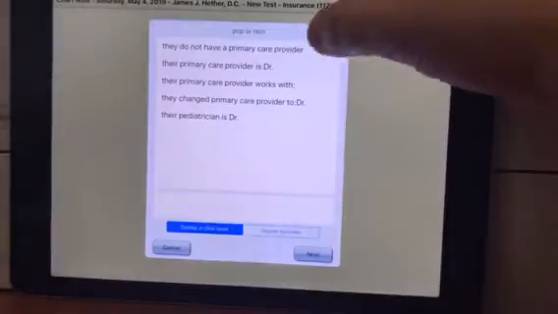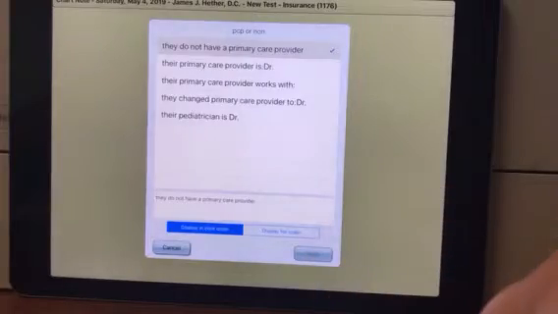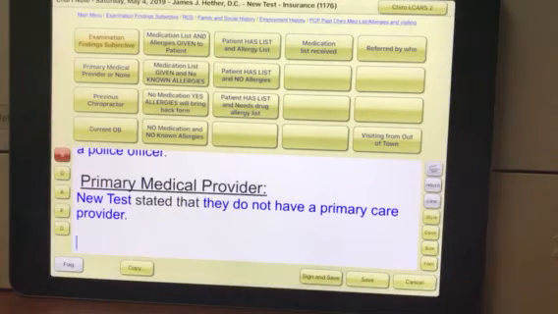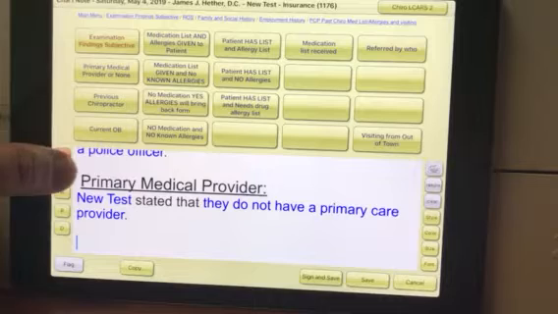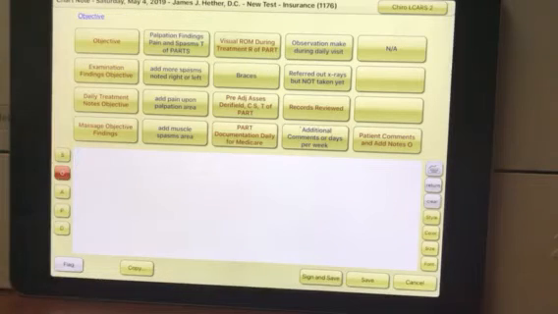And over here, under their primary medical doctor, we can say that the person doesn't have a primary. All right, beautiful. From there, your subjective findings are done. So that moves right into the exam. I mean, the objective findings are very simple.